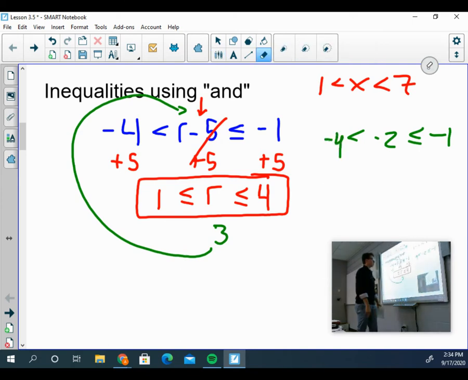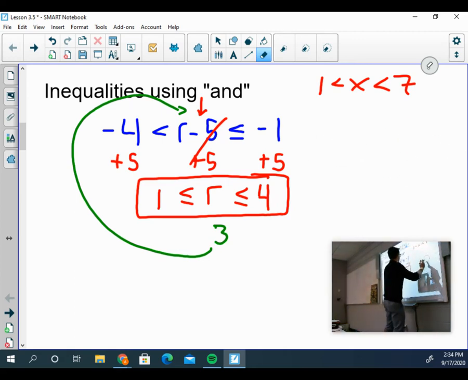So to summarize, what are the steps? What are you thinking of while we're doing this? Number 1, we want to get the variable by itself. That does not mean get rid of one of the ends. That does not mean do something to one side and not the other. Rather, it means get whatever is attached to the variable out of the middle and put it on both ends.